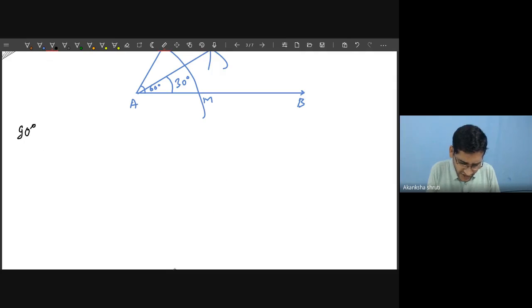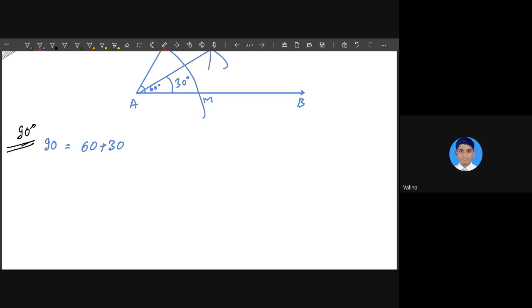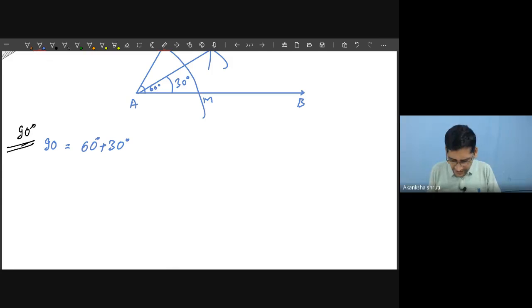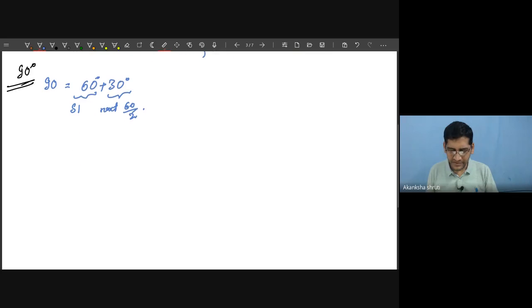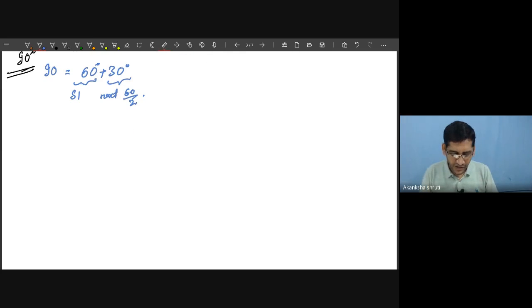How to draw this 90 degree? A student, how can this 90 degree be obtained? So 90 degree can be obtained as 60 degree plus 30 degree. So first we shall draw 60 degree. This will be step 1, and next, 60 degree by 2 we have to do. That will give us this 30 degree.